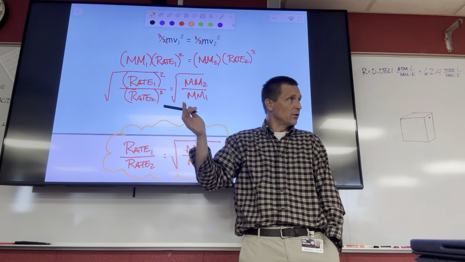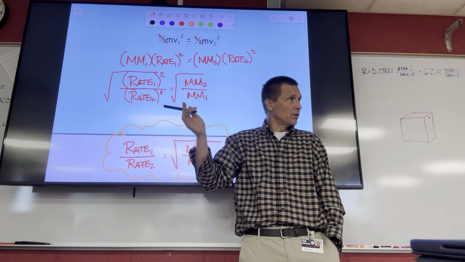What does Graham's law really tell us, though? I want you to notice one very common mistake that I see all the time, even from advanced students like you. Rate of gas 1 is on top, on the left side, and people will tend to put molar mass of gas 1 on the top over there too. That is a mistake.